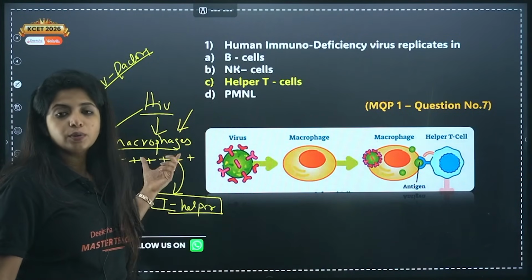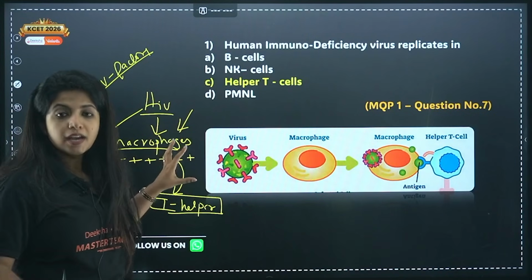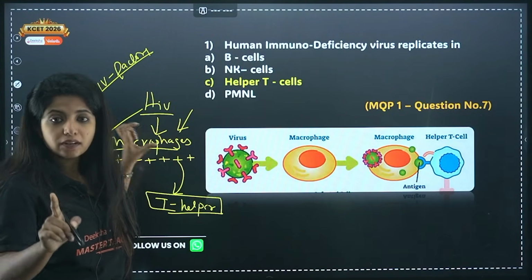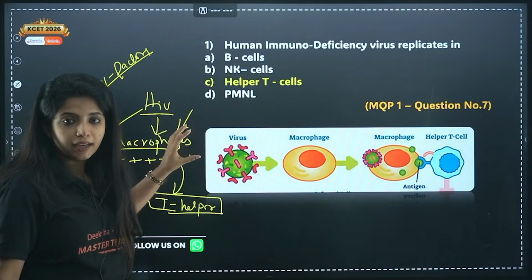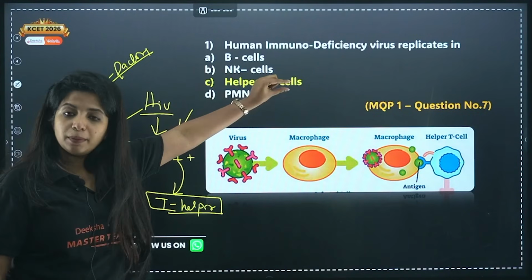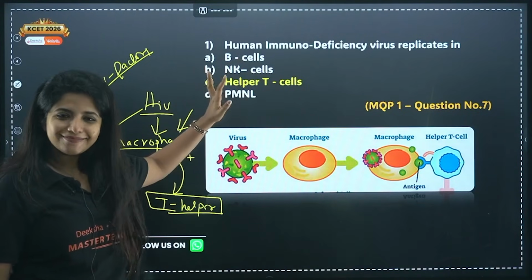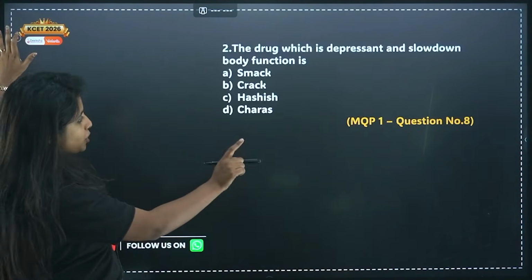But initially it just wanted to increase its number, that's why it went to macrophages. So if you're asked about the HIV factory, then macrophages. Or else if you just have helper T cells in the options, go with this, as in this case. Now that question is done.